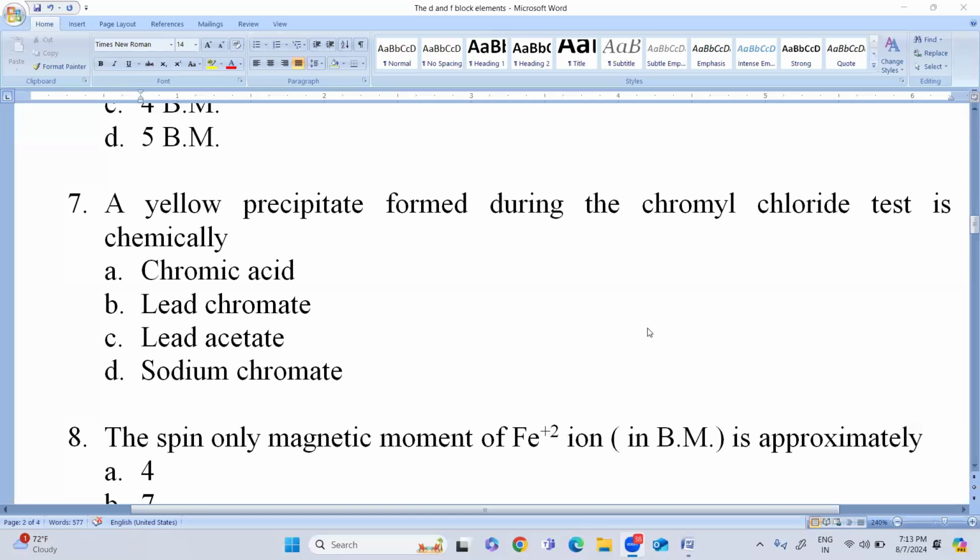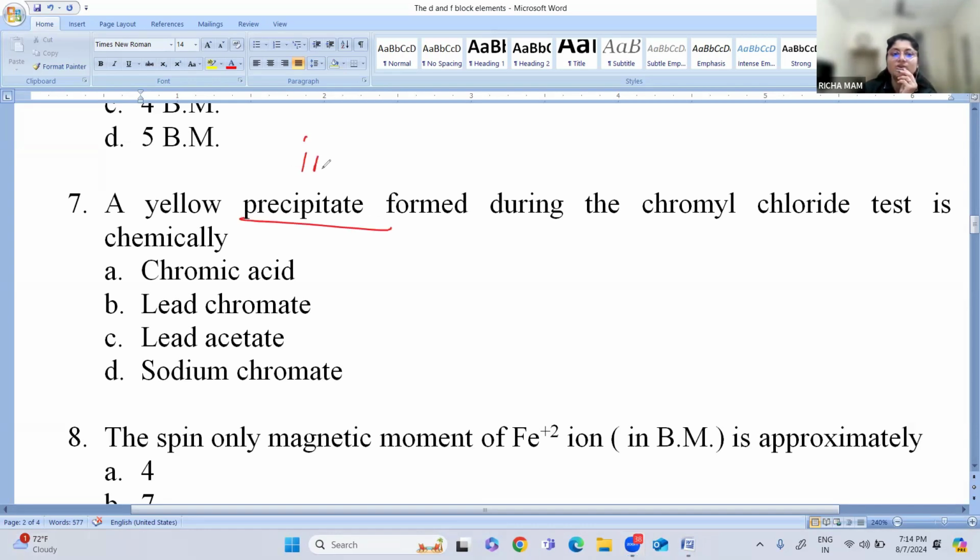Why the yellow color precipitate? A precipitate and a solution are different. A solution means it will be like water, only yellow-colored water. A precipitate will be like curd form. Just as white curd is there, a yellow curd-like precipitate will be there. A precipitate is an insoluble substance. So the yellow precipitate is different, the solution is different.